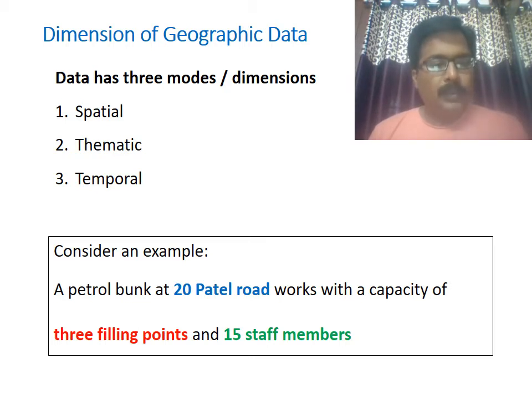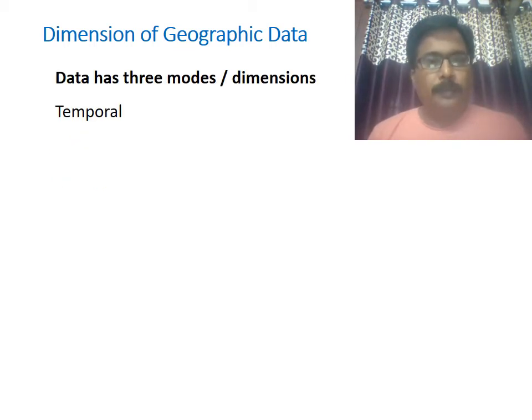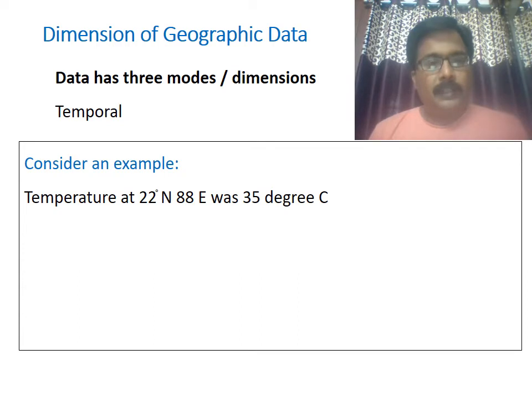If you look at the temporal dimension, this actually refers to the time at which the data has been collected. So to explain that, I'm going for another example for temporal dimension. Let us consider an example. In this example, temperature at 22 degrees north and 88 degrees east was 35 degrees Celsius. In this example, location information is given, but the temporal dimension is not available.